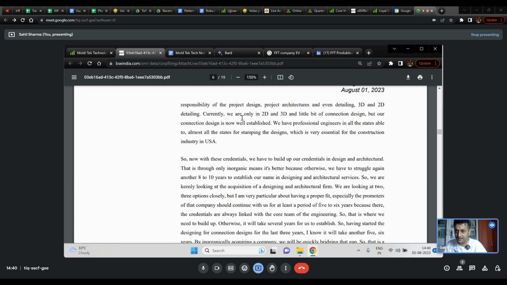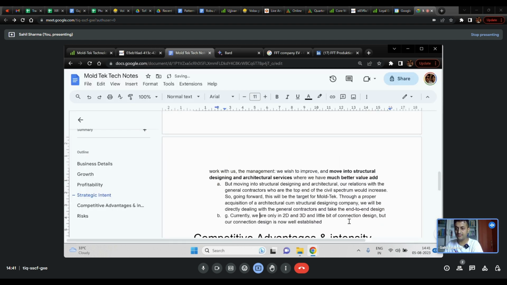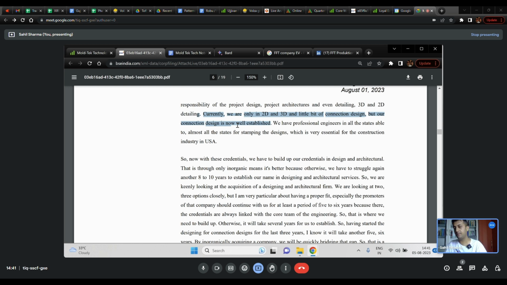What they're saying is currently we are only doing 2D, 3D, and a little bit of connection design. So essentially, this is for expanding capabilities, right? This is why they want to do the acquisition. And it shows you the management mindset and thinking about the terminal value becoming more end-to-end integrated, vertically integrated.